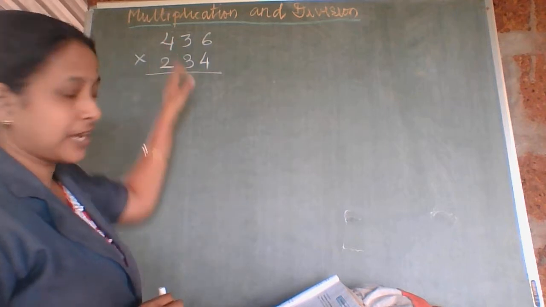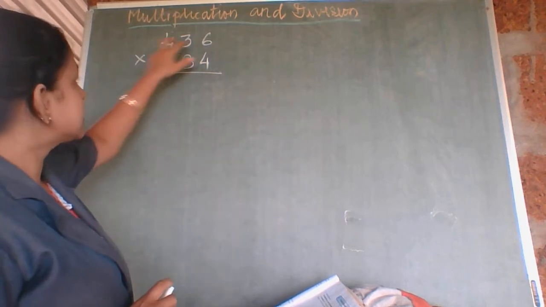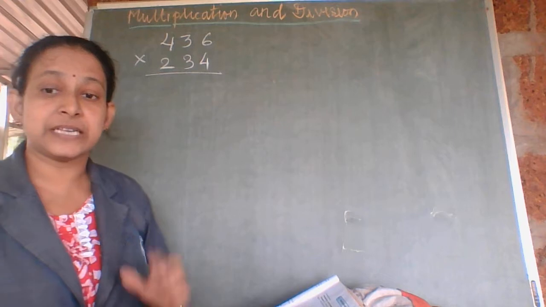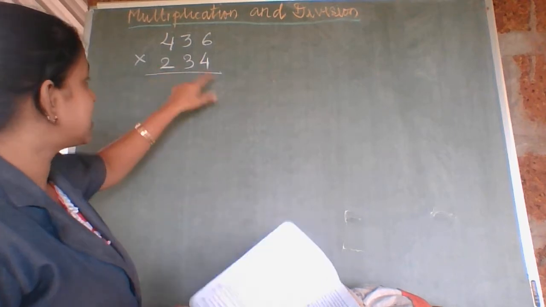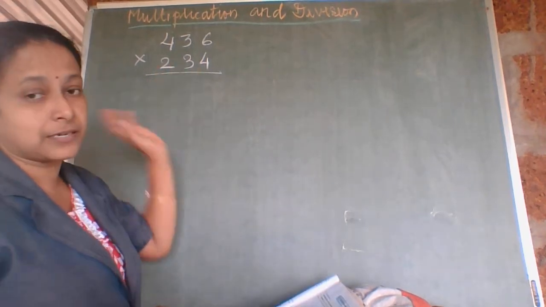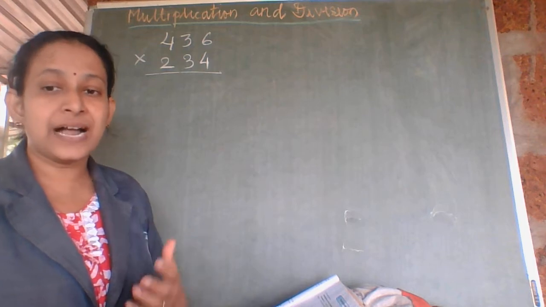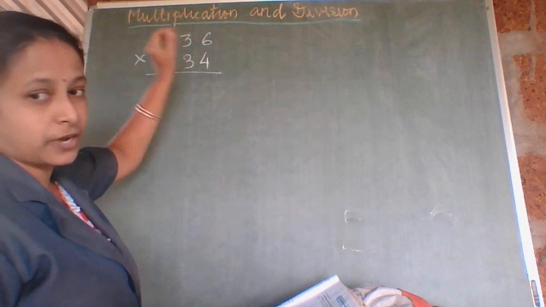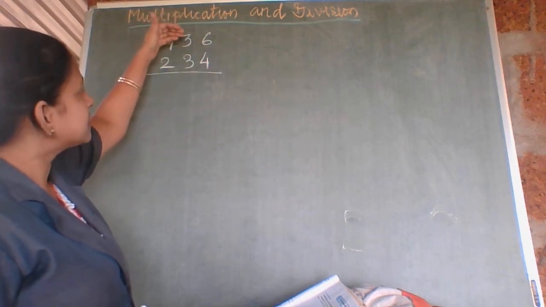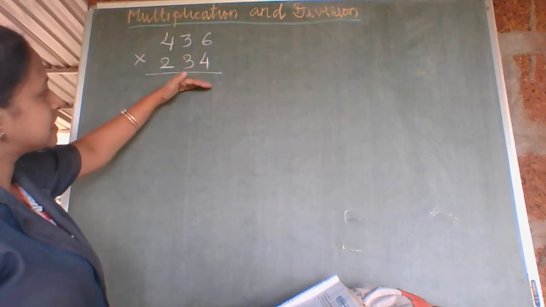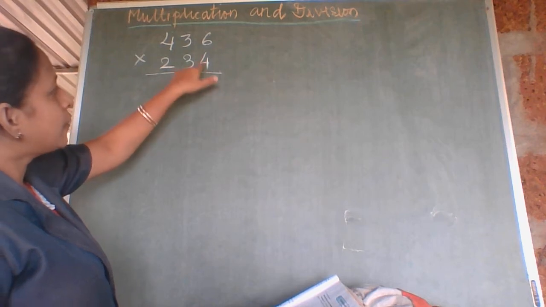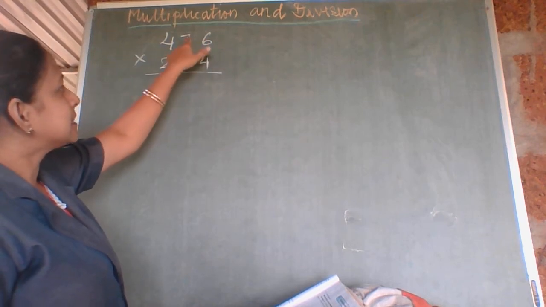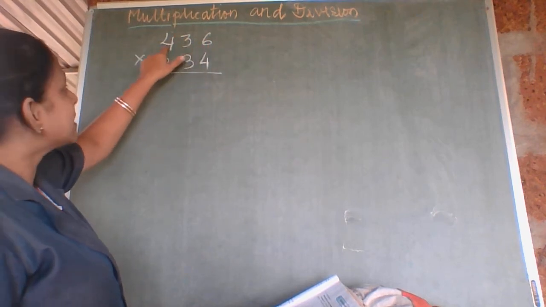So here I have taken an example. This is a given number and you have to multiply it with a 3-digit number. The 3-digit number I have taken is 234. You have learned in the lower class that when you are multiplying any two numbers, you have to first multiply the lower number with the unit, then with the tens, and then with the hundreds.